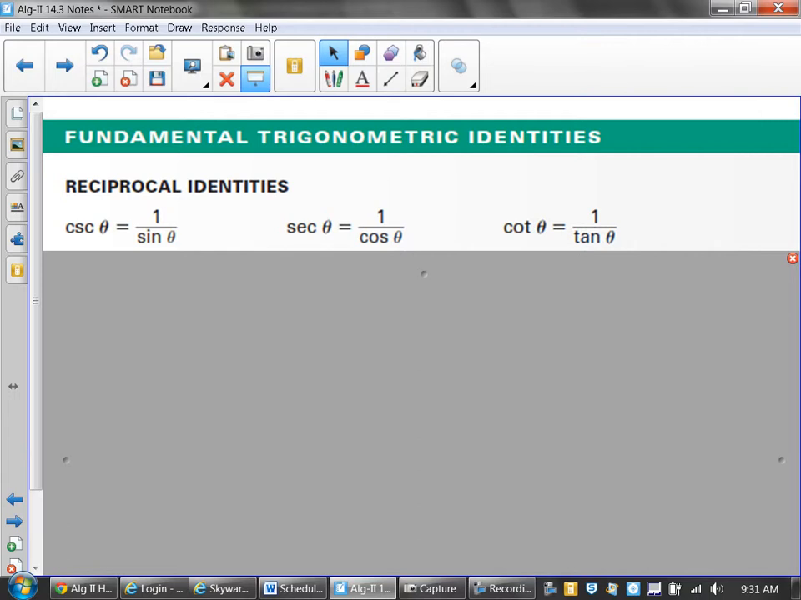We also know that tangent is what over what? Let's think of it in terms of sines and cosines. Remember, tangent, when we wrote it out, was sine over cosine.